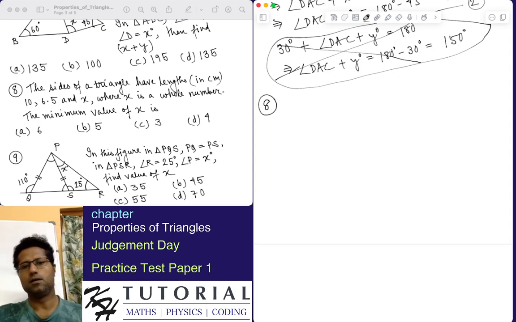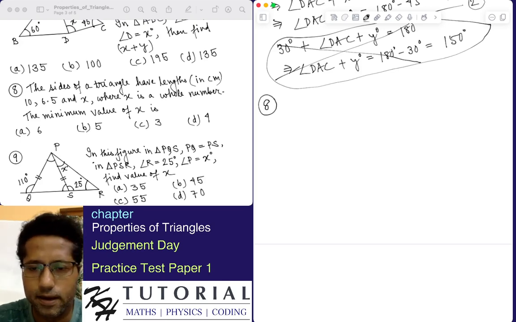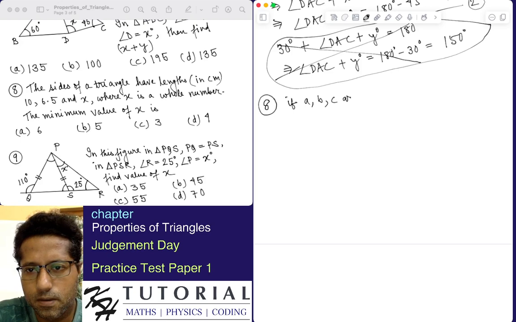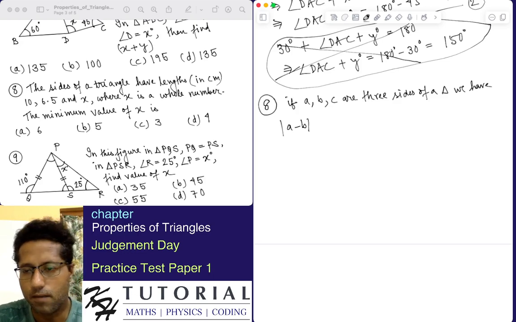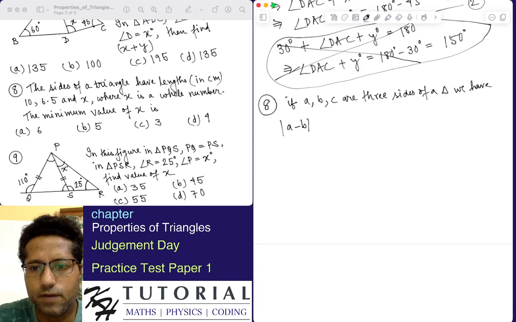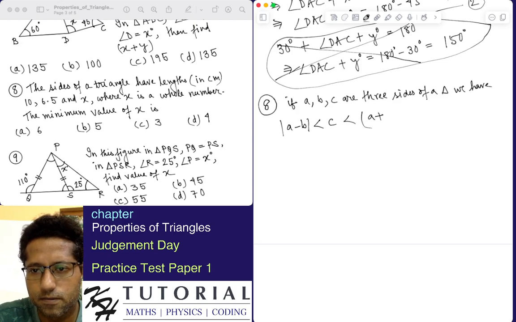Okay, so we know that if the lengths of two sides are given, then if A, B, C are the lengths of the three sides of a triangle, the third side should be greater than the absolute value of the difference of the sides A and B and less than the sum of the sides of length A and B.